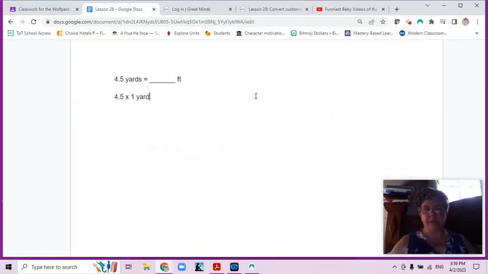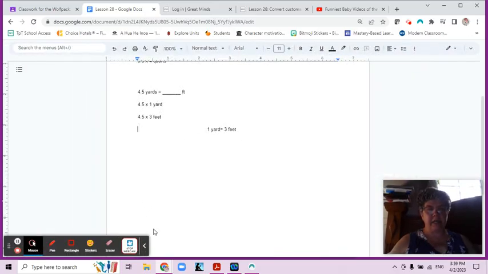So please make sure that you know that 1 yard is the same as 3 feet, okay? This is about as big as a meter stick, right? A meter stick and a yardstick. So 1 yard is 3 feet. So that means I'm going to substitute here 4 5/10 times 3 feet. So my 1 yard and my 3 feet are the same. That's why I'm writing it like this, so I know what I'm going to multiply. I'm going to multiply 4 5/10 times 3 feet.